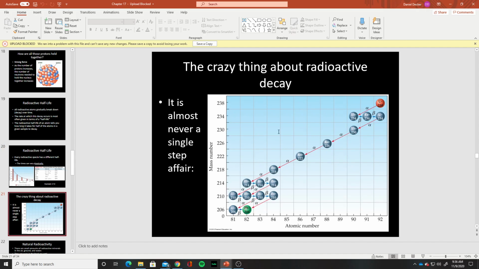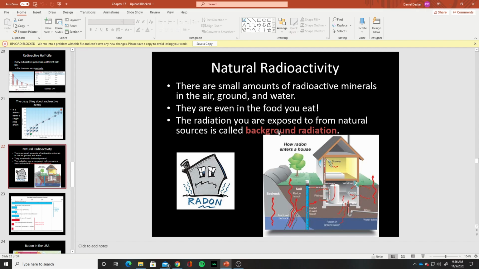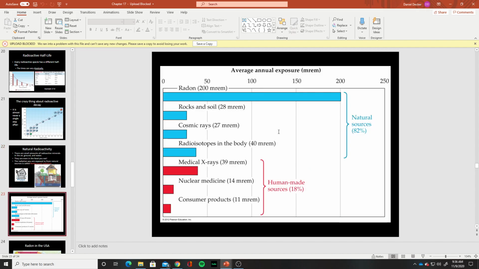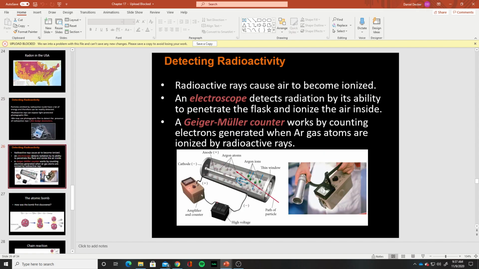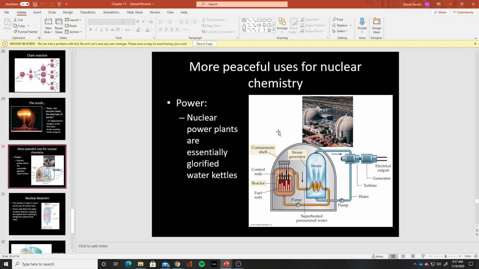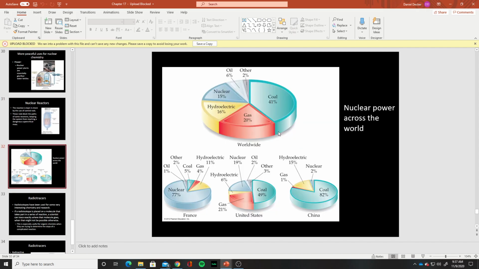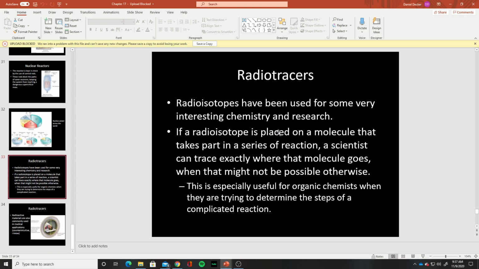Okay, so these radioactive decay series, I'm not going to have you doing anything with those. As far as the natural sources of radiation, the only thing I expect you to know here is that radon is the main source of nuclear exposure for people. Detecting radioactivity, I'm not going to have you describing dosimeters or Geiger counters. I don't think I'm going to have you describing any of this stuff either. So this is just more of talking about the different applications of nuclear processes.